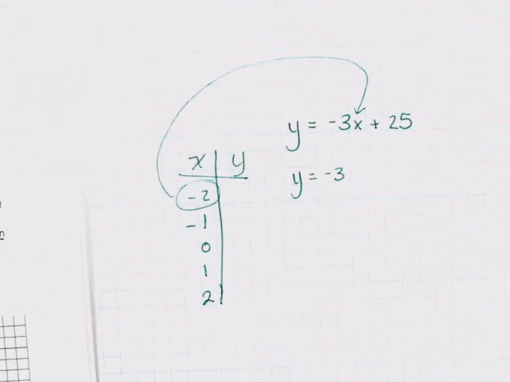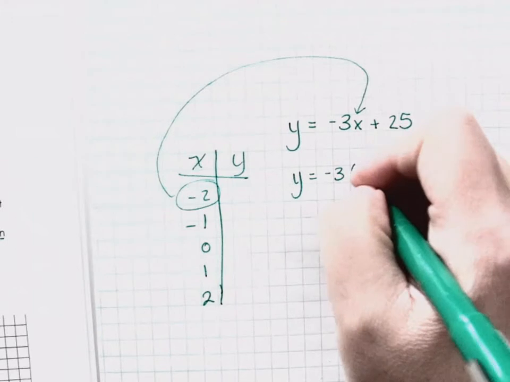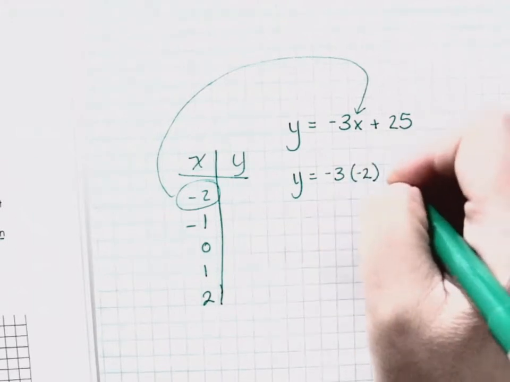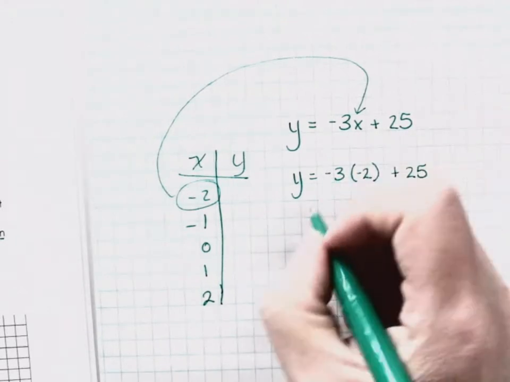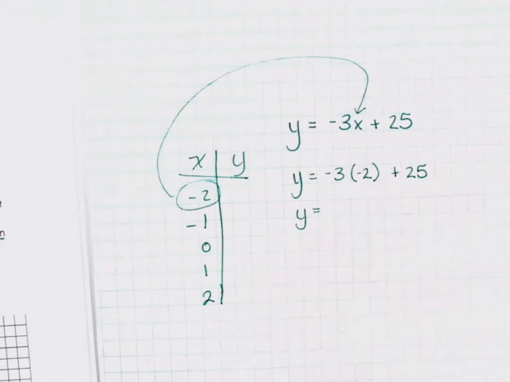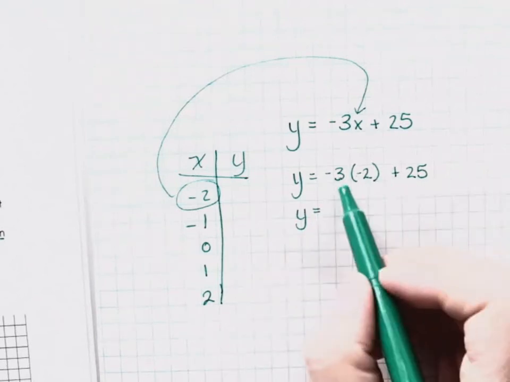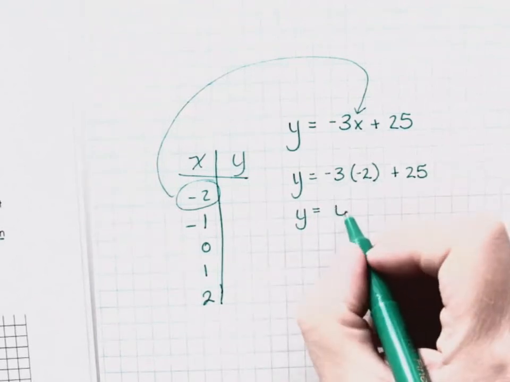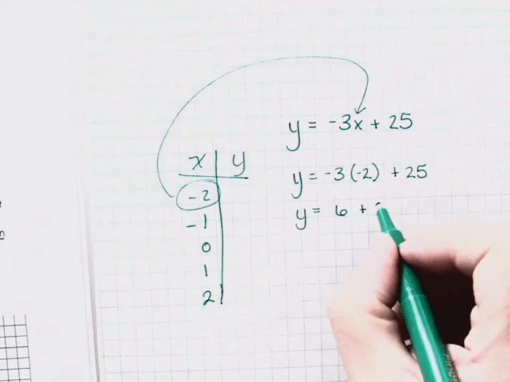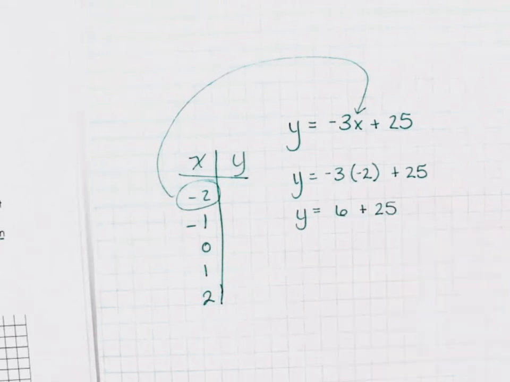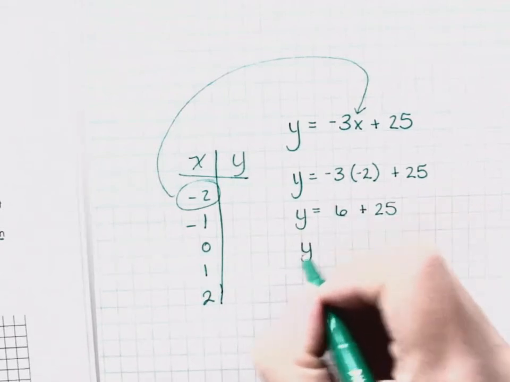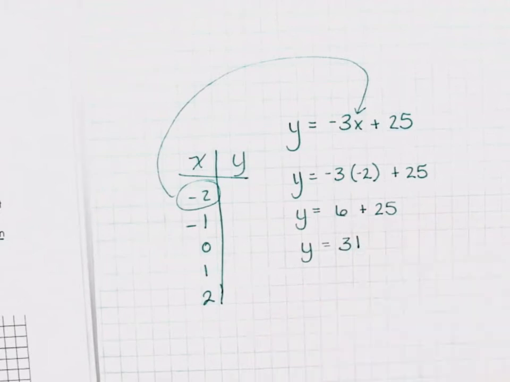Multiplication, absolutely. So negative 3 times negative 2 plus 25. Okay, order of operations tells me I've got to do my multiplying first. So negative 3 times my negative 2 is a positive 6, plus 25. That's hopefully going to give me 31.